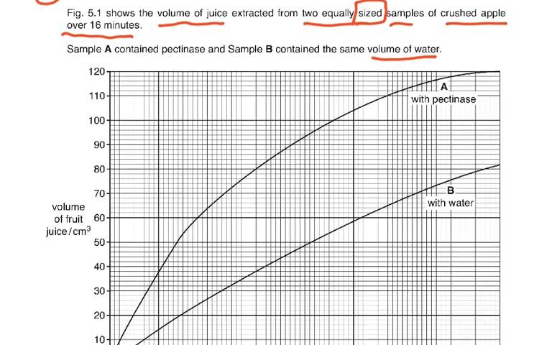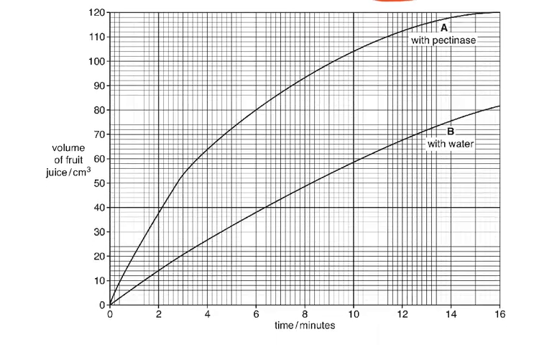So we have on this graph, now I want you to look at the graph. This is time in minutes, up to 16 minutes, and this is the volume of fruit juice. So with pectinase, you see the volume has gone up to 120 centimeter cube here. And please remember to write the units. So 120 centimeter cube. And in this situation with water, it hasn't gone that much. It is somewhere just a little above 80. So this is about 82 cm cube.